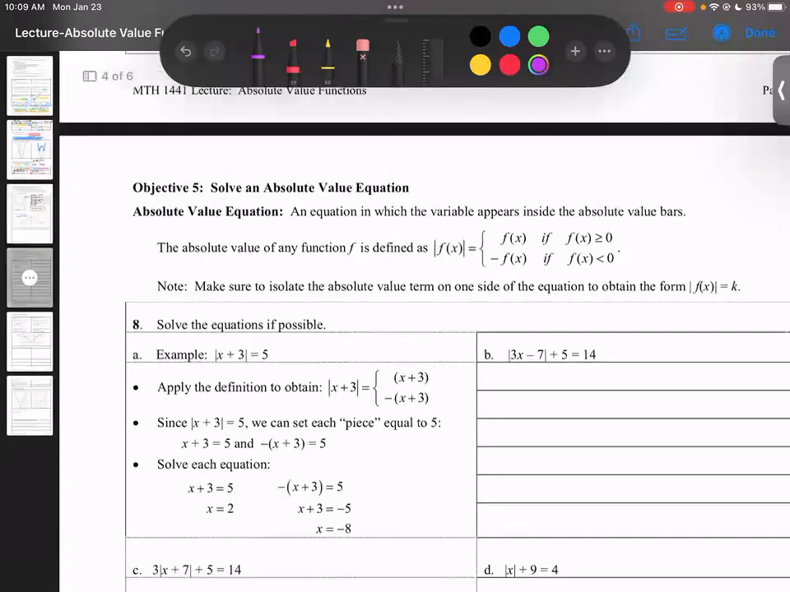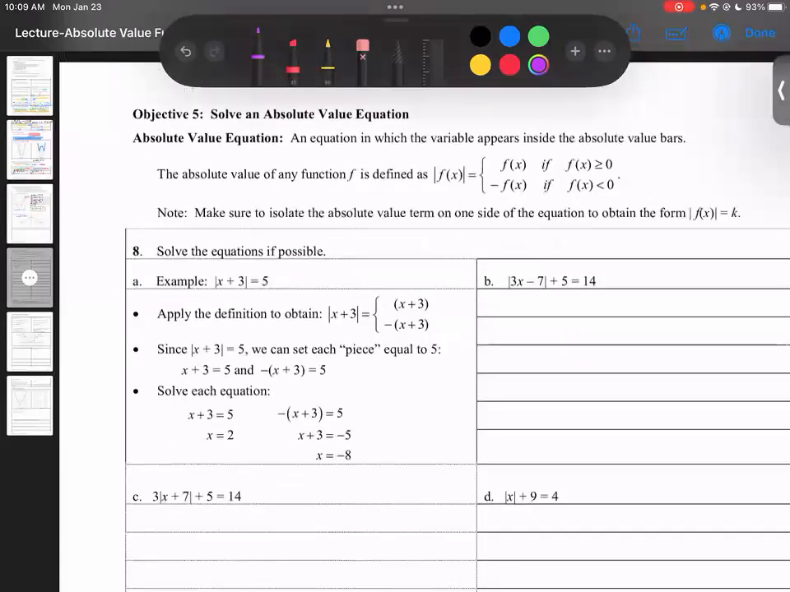Objective 5, we're going to solve. So given the function, given the equation, can you solve? When you solve an absolute value equation, the first thing you need to do is isolate the absolute value. So let's isolate, I'm talking about 8b, the absolute value of 3x minus 7. Subtract 5 from both sides.